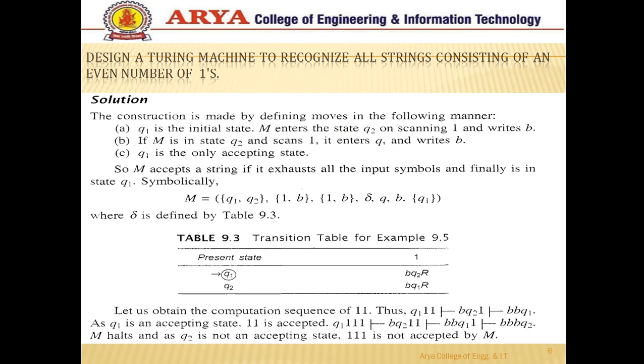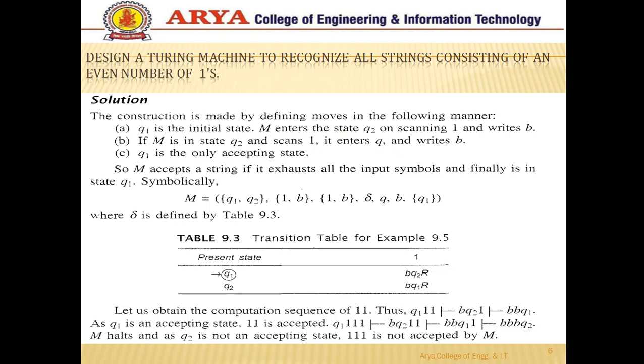Design a Turing machine to recognize all the strings consisting of an even number of ones. So we have to design for any string with an even number of ones, and we are given only the input symbol 1. So we can make any even-length string, that is 1 1 1 1 1 1. As we see, 2, 4, 6, 8 are the even numbers, so we can design for this.